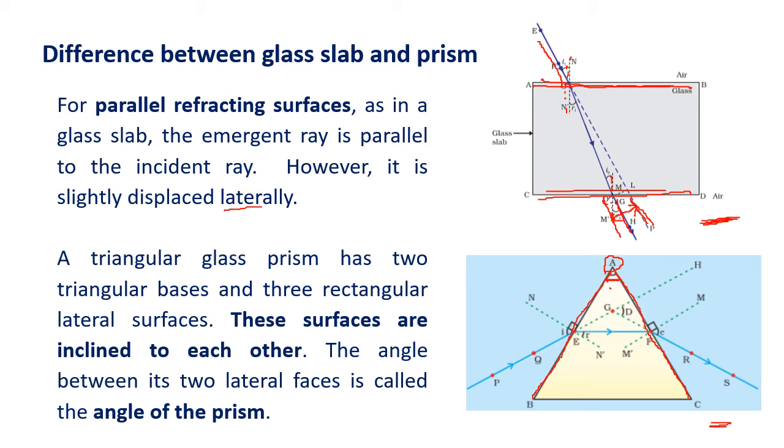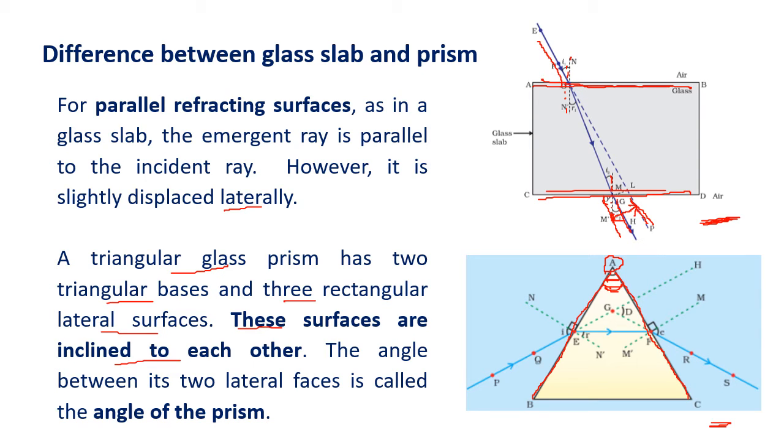Now when you move to a prism, like I said, the surfaces of the prism are not parallel. A triangular glass prism has two triangular bases and three lateral surfaces, and these surfaces are inclined to each other. So like I said, the angle between the two lateral surfaces is called the angle of the prism.